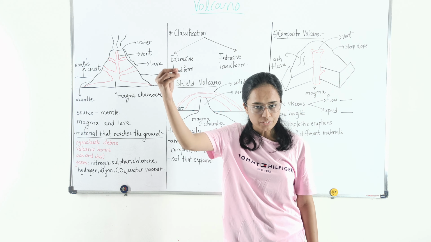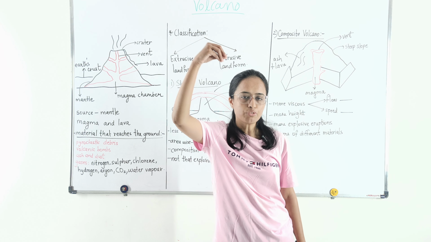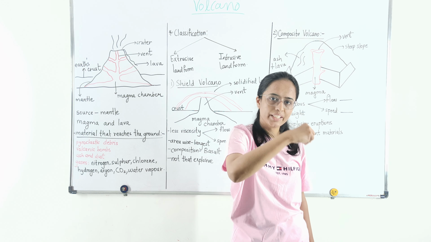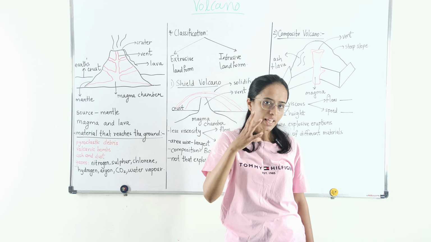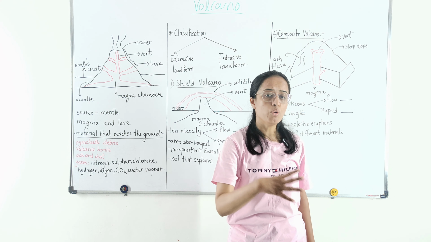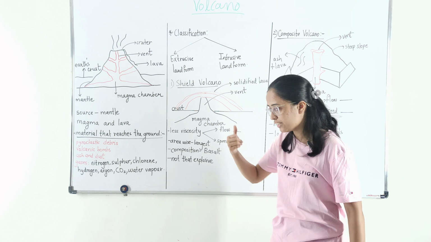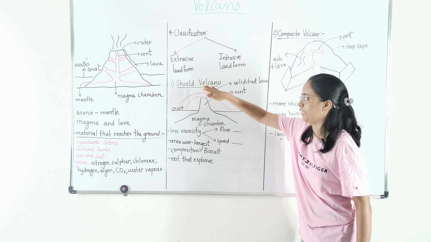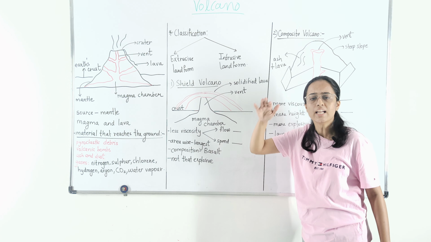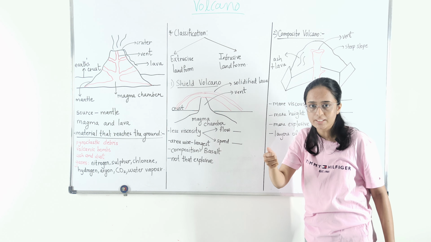So basically the thickness of a liquid is called viscosity. The higher the viscosity, the more resistance the liquid gets when it flows, and that is why it wouldn't flow for a longer distance. But in this case, the magma in case of a shield volcano is less viscous in nature.